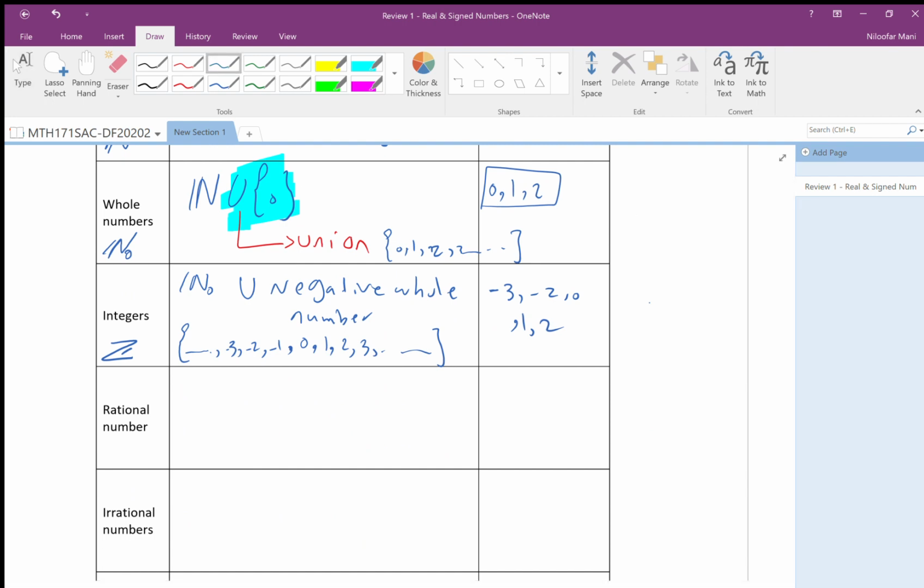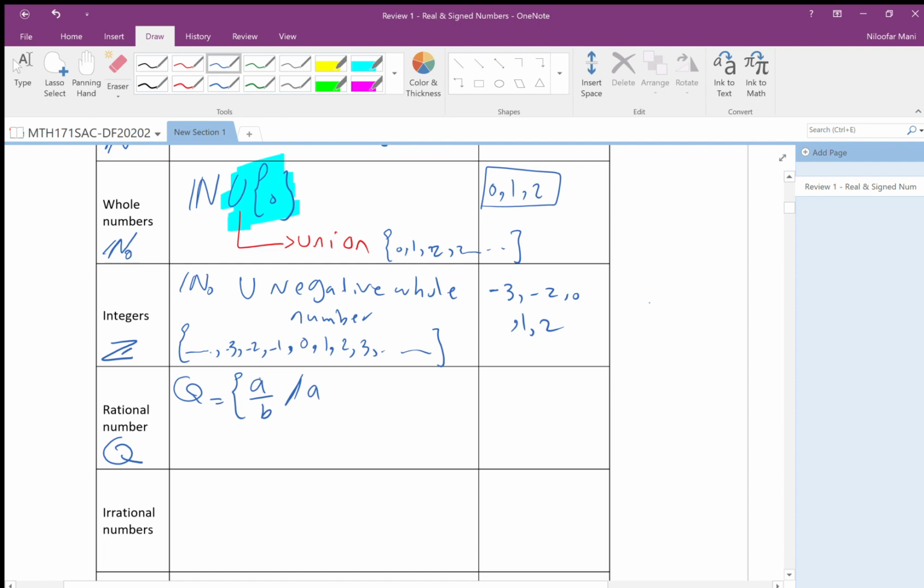Okay, so rational numbers. Rational numbers, I show them with Q, and I say Q is something like a over b, okay, fraction. But that's not enough. I cannot say all fractions are rational numbers, because maybe I have, for example, pi over 2. Pi over 2 is just a fraction, but it's not in Q at all. Okay, so I have to say something else. I have to complete my definition.